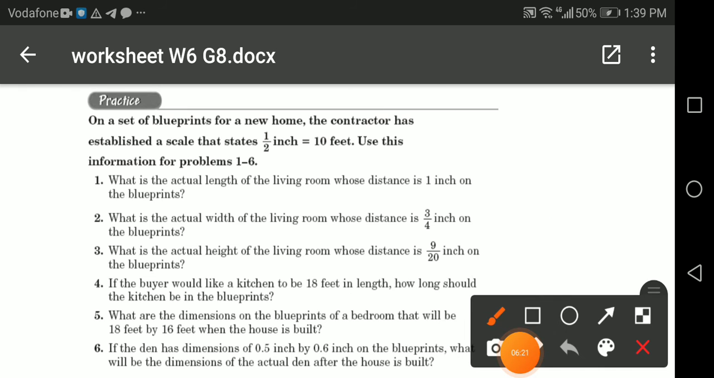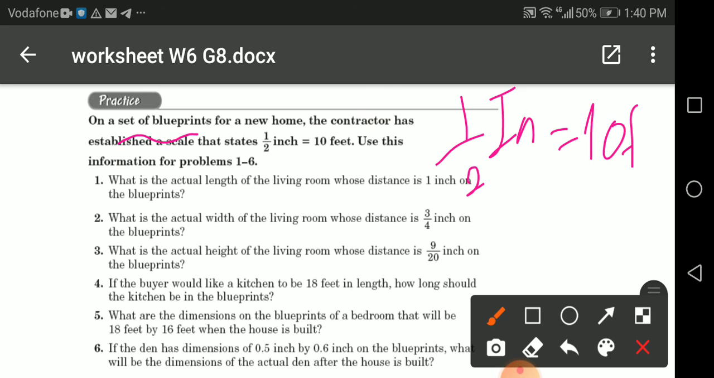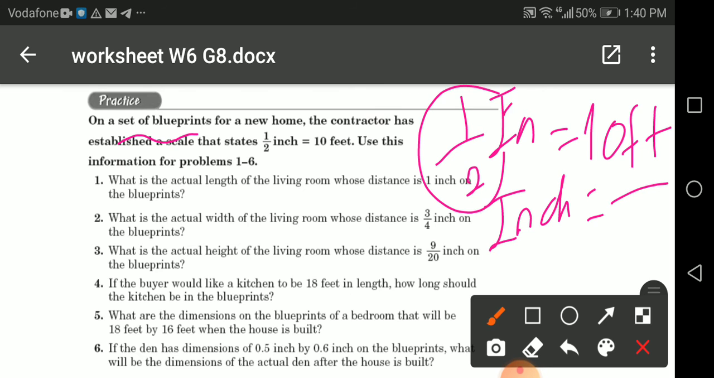Okay, let's have some practice today. On a set of blueprints for a new home, the contractor has established a scale that states half inch equals 10 feet. So 1 inch, what do you think, guys? When I say 1 inch equals how many? If half is 10, so 1 is, of course, 20 feet. Of course, 20 feet, multiplied by 2.